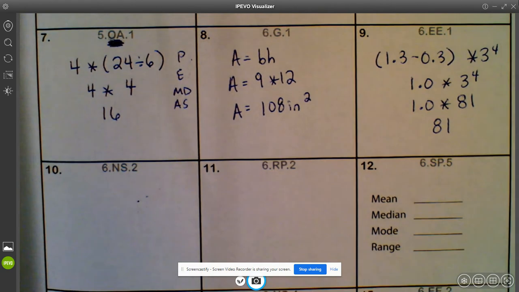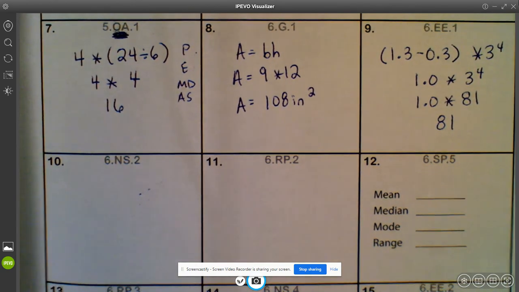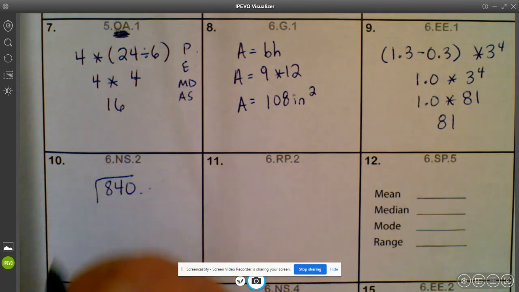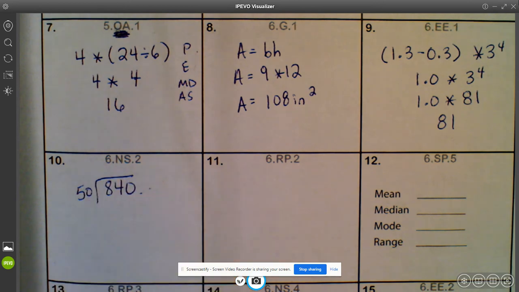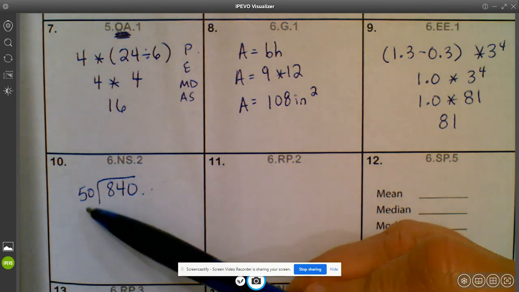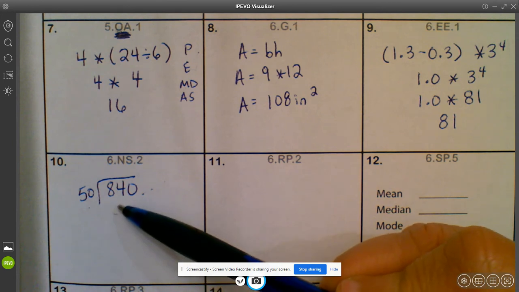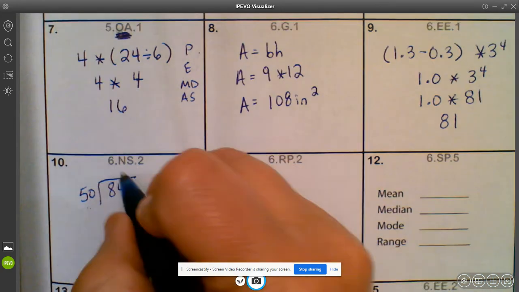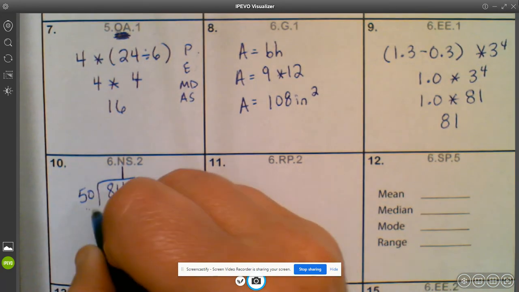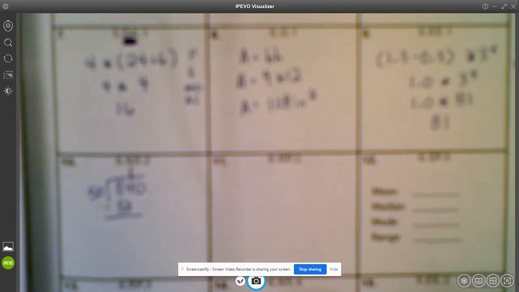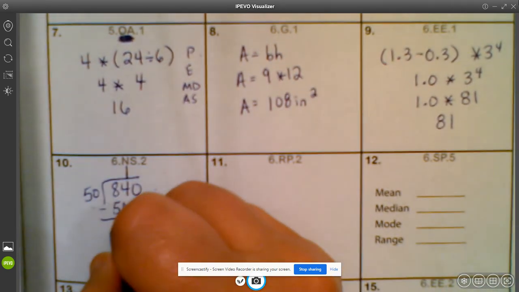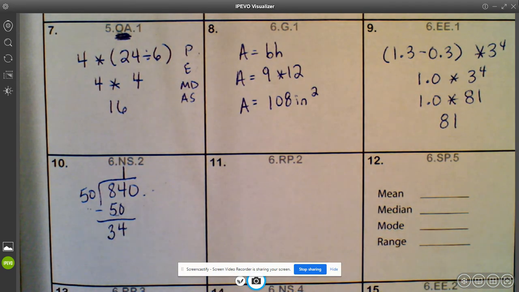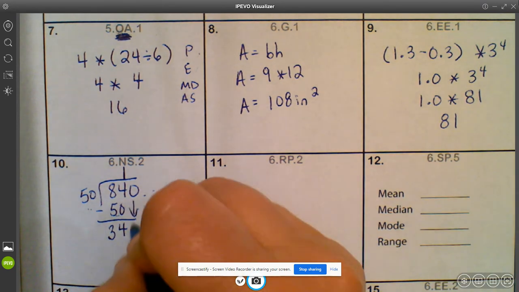Okay, and then your last problem on your Simple Solutions, problem 10, is a division problem. 840 divided by 50. So I'm going to ask myself the question, how many groups of 50 will go into 8? And it won't. How many groups of 50 will go into 84? That would be one group of 50. So I subtract, and I have 4 left here and 3 left here. And this is okay because 34 is smaller than my divisor. So now I'm ready to bring down my 0.